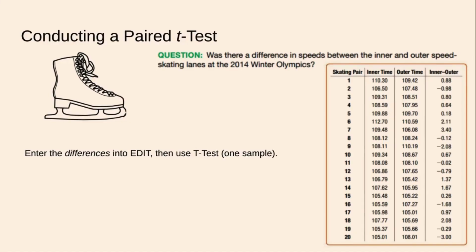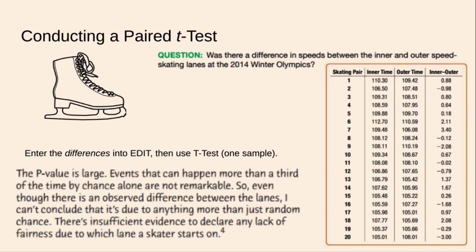So we entered our differences into the calculator, used a one sample t-test, and got a high p-value. P-value is large. Events that can happen more than a third of the time, 0.385 is more than a third of the time by chance alone, are not remarkable. So even though there is an observed difference between the lanes, we can't conclude it's due to anything more than just random chance. This is a very replicable result.